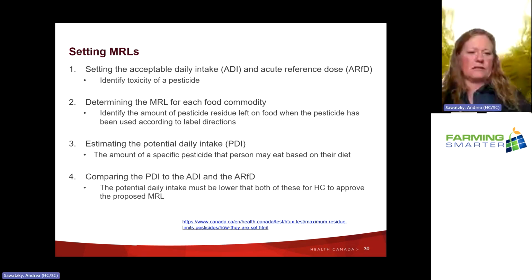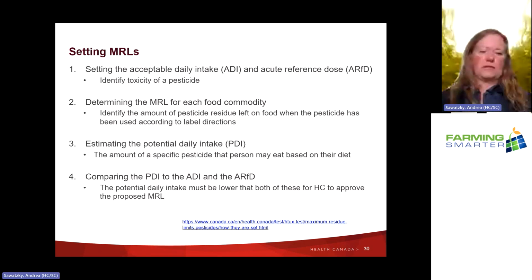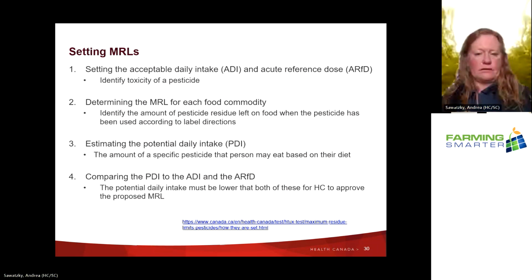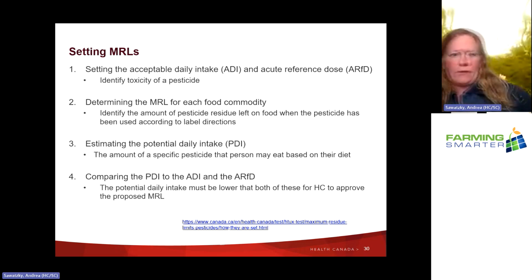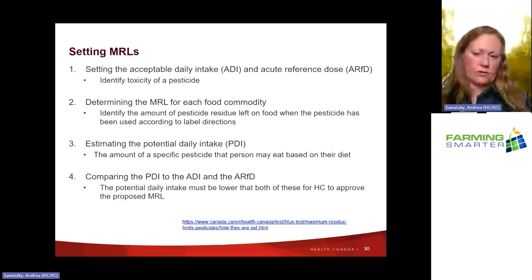Then they'll compare the potential daily intake to the acceptable daily intake and the acute reference dose. So, again, another formula pops up, right? When they compare the potential daily intake to the acceptable daily intake, they can determine whether they need to lower or raise the proposed MRL. Because what a person is expected to eat could be different, and it depends on the type of person. Like, I'm assuming babies might drink more apple juice than an adult, or vice versa. I don't know, right? So they look at all of that. So this is what the scientists do. So this is steps 1, 2, 3, and 4, right?